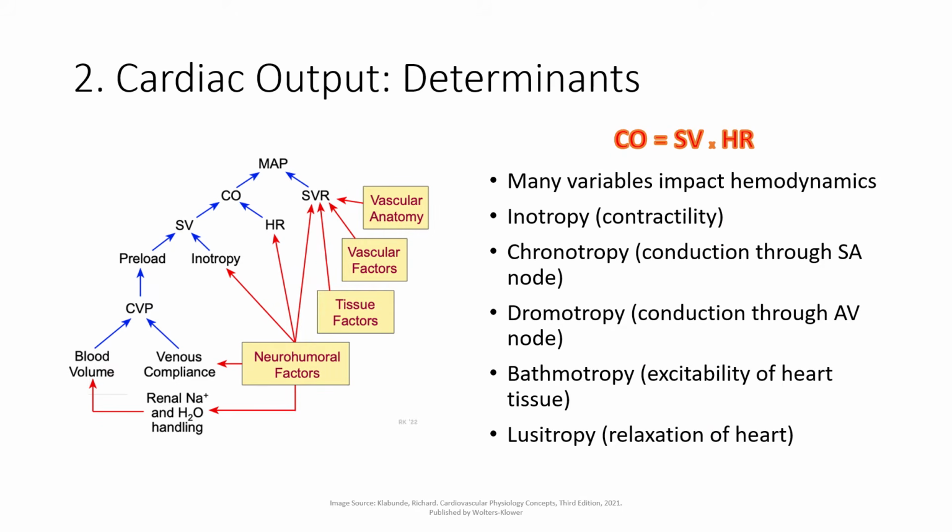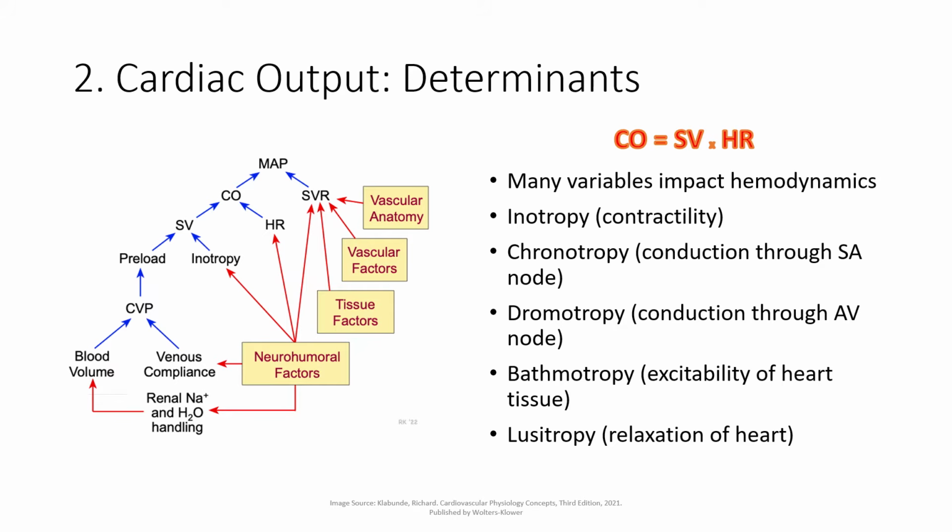Moving on now to keyword number 2, which is the determinants of cardiac output. The formula for cardiac output that we all know and love is stroke volume times heart rate. Hemodynamics can be described in multiple standardized terms, however, and many different variables, in fact, impact the cardiac output and the hemodynamics. The standardized terms are known as the tropies of the heart, and I define them for you here.